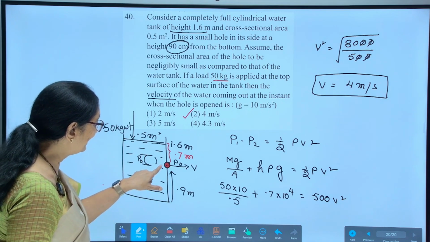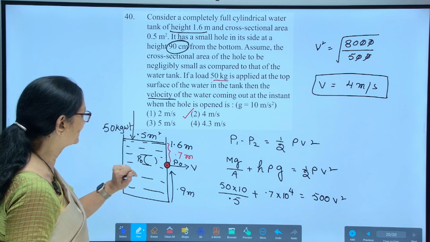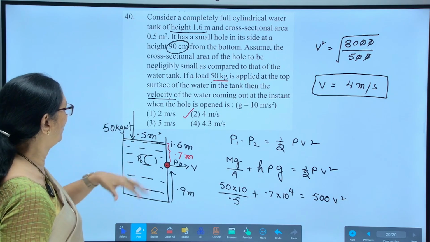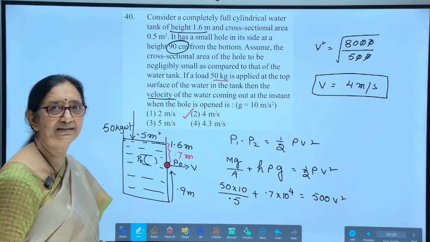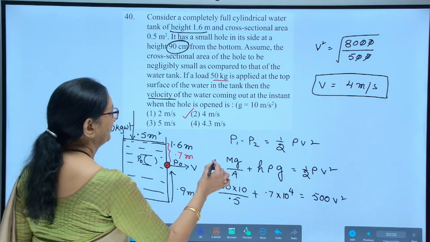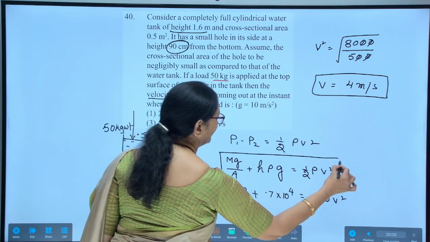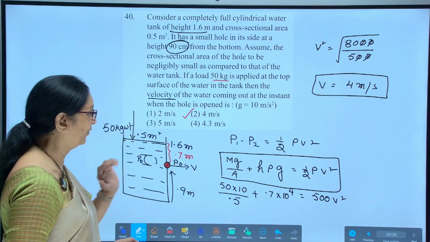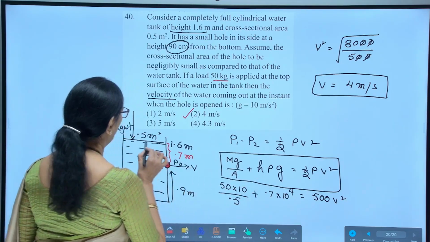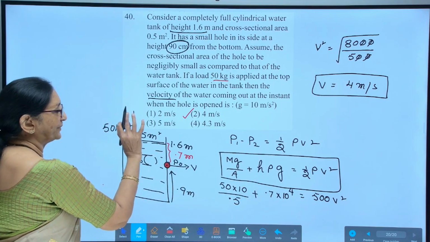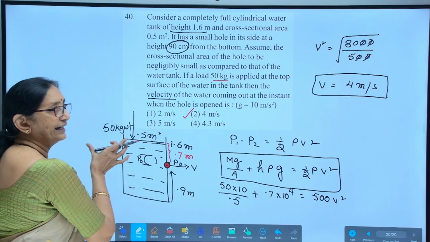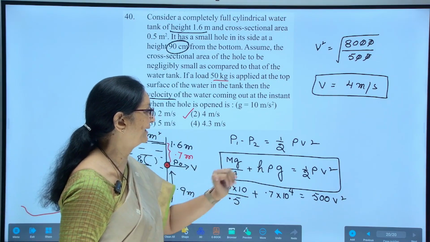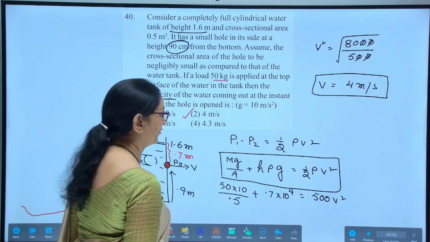So, what is the additional pressure the liquid is experiencing? One is due to the liquid column and an additional load is placed on the top surface of the liquid. So, here the excess pressure at the inner side of the hole is mg by A, where mg is the weight kept on this and A is the area of cross section of that liquid surface. mg by A plus h rho g is equal to half rho v square.